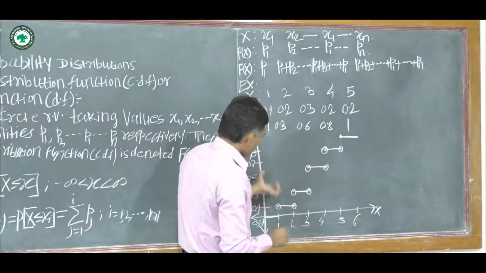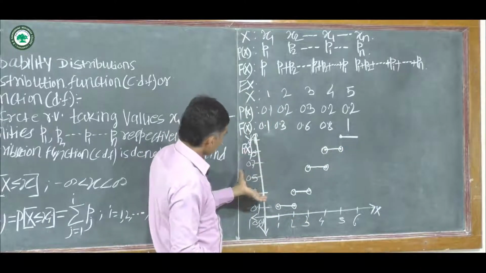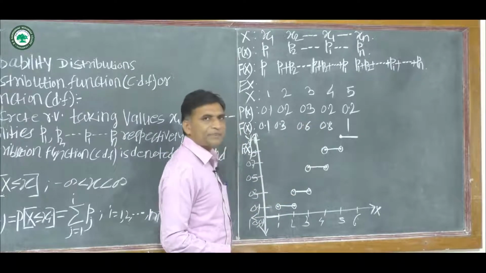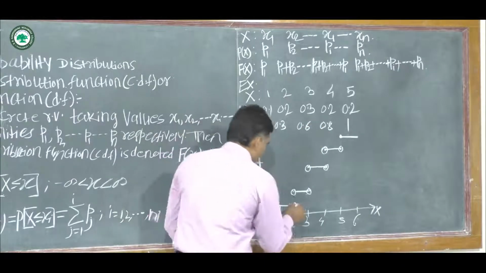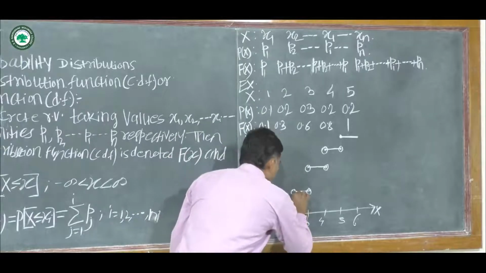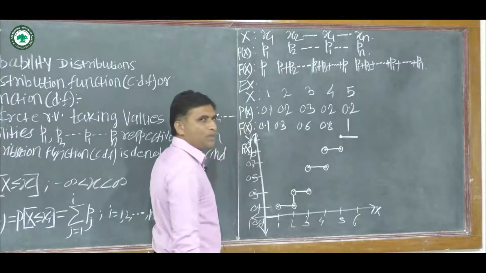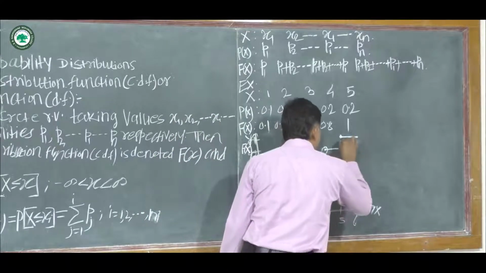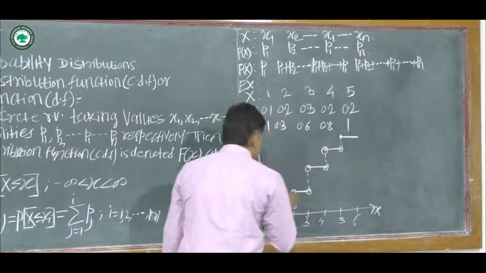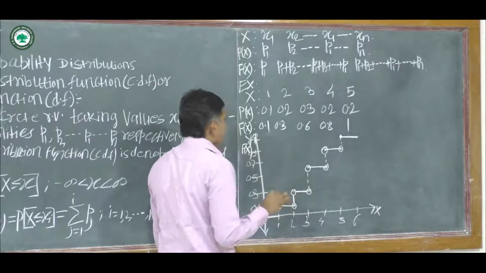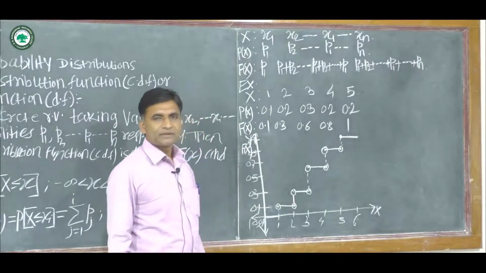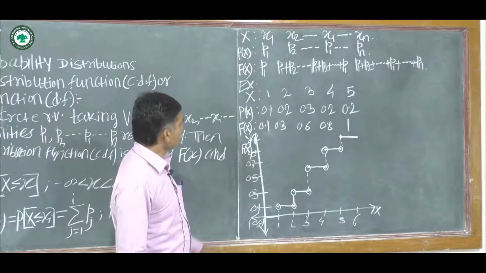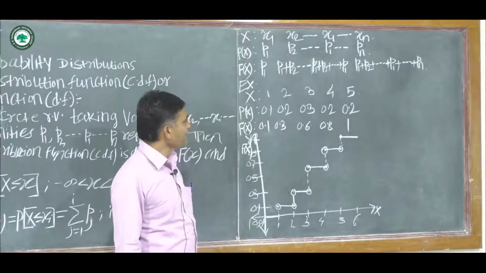Okay. Then if we observe this graph of CDF, this looks like steps. This function has a jump at x equal to xi. So this capital F of x is called a step function. This graph looks like steps, therefore the function is called a step function.